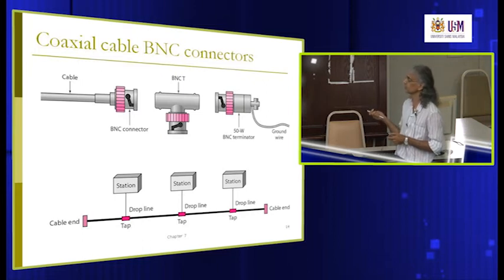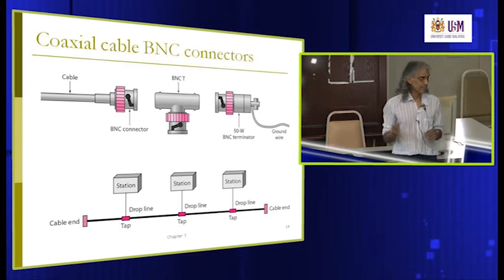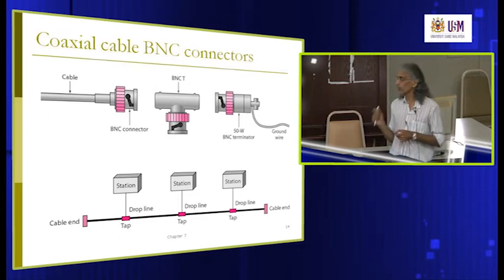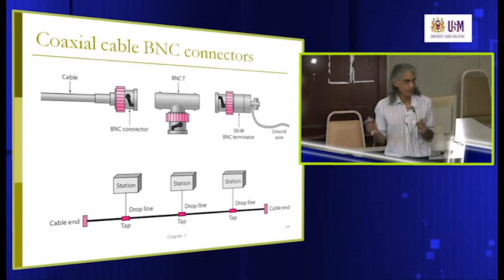So we use these connectors. There's one BNC connector here. The T connector is the junction. And then at the end, we have a terminator. So for a coaxial cable to be used on a bus topology, we require two terminators, on both sides, to make sure that the cable is properly closed on both sides. It's not left open.